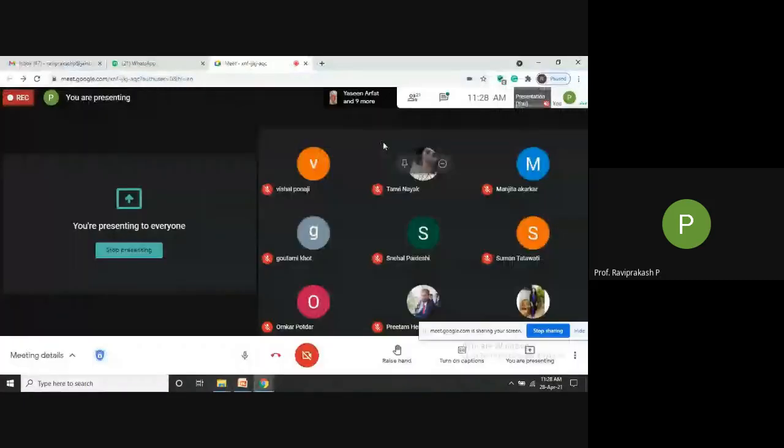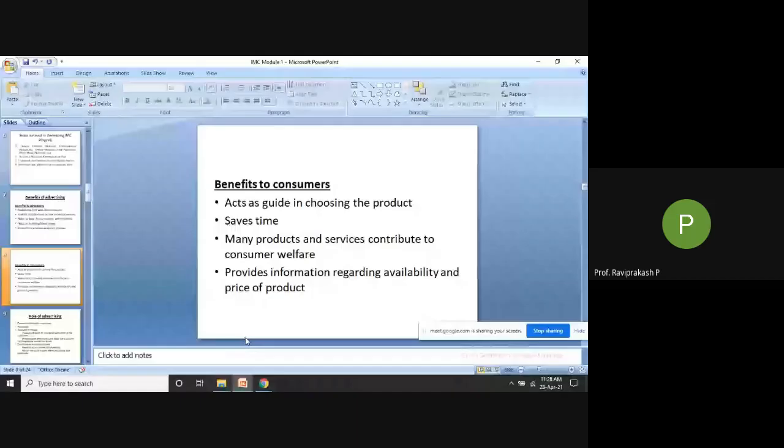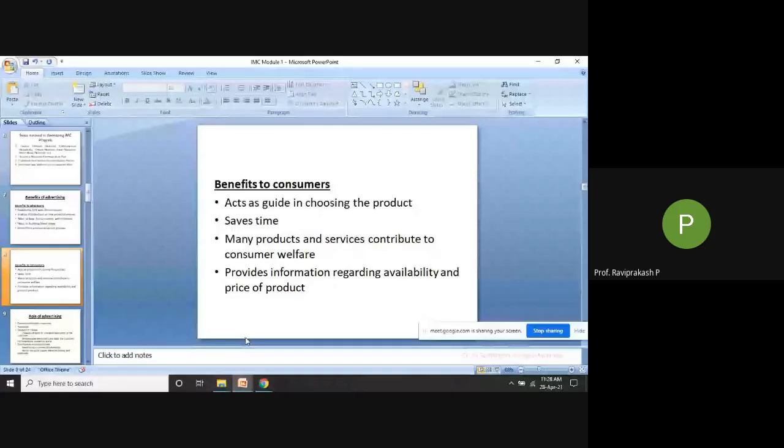So many products and services contribute to consumer welfare. There are some things which are very good for the customer that he will not know about, so those kinds of information are also being given. For example, salt is very good for your teeth. So what Colgate has done is use active salt toothpaste.